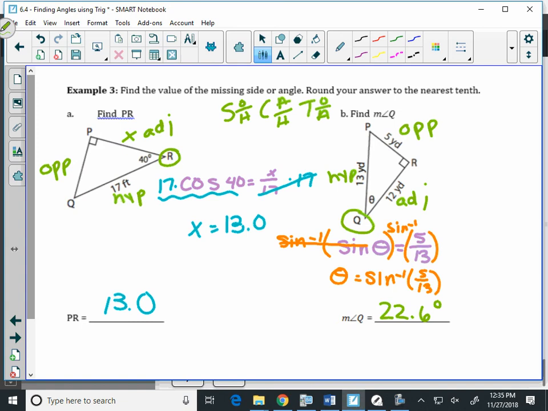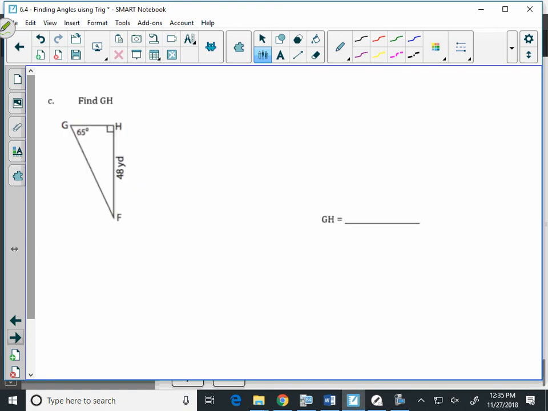And last one. Last example. We want to find GH. So I'm going to put an X on GH. That's what we're trying to find. And GH is a side, so there's no inverse with this one. You only use the inverse with angles. What angle am I going to circle? F or G? Good. G has our number. Never circle H or the right angle.